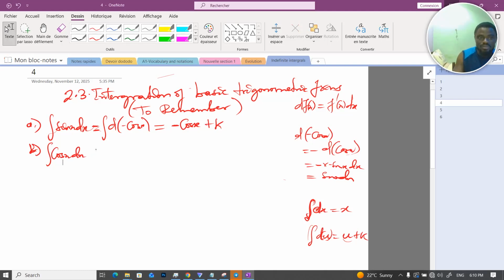It's very important. This will be equals to, what do I differentiate to have cos x? That's the question I'm asking myself. I differentiate what? Sine x. So this, I can write it back as the integral of d of sine x. This will be equals to sine x plus the constant k. You understand? So let's go to the next one.